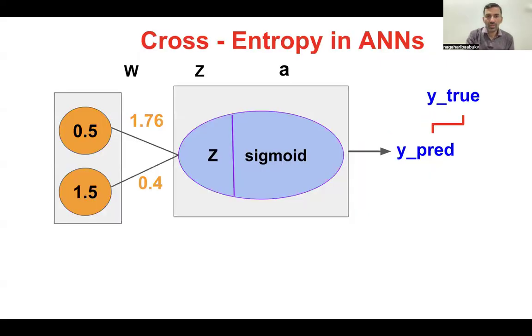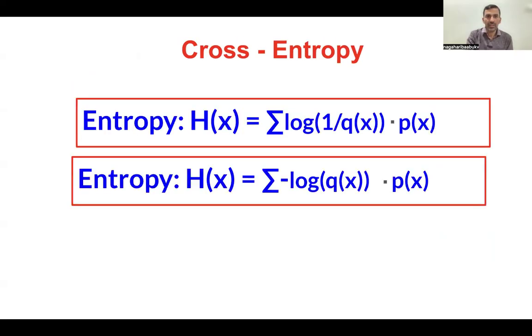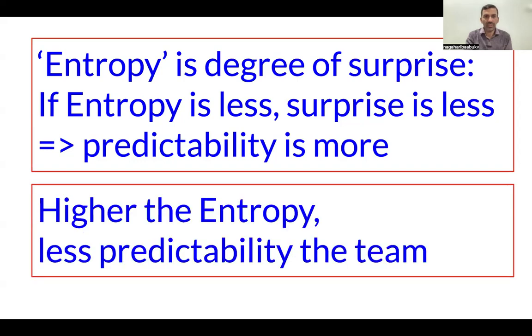So just go through the presentation again and read any material on entropy and cross entropy, right? Entropy is the degree of surprise. If entropy is less, surprise is less. When surprise is less, your predictability is going to be more. The higher the entropy, the higher the surprise. So the predictability is going to be low.